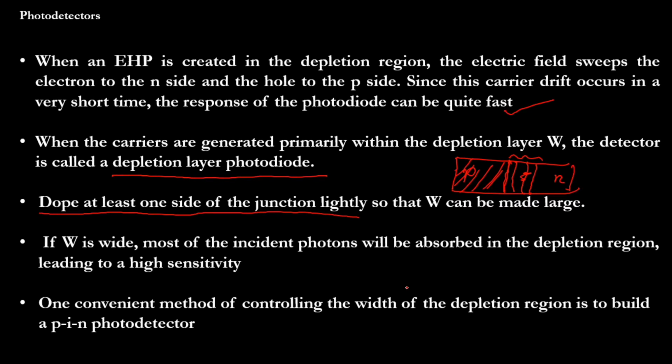So the most popular photodiode is the PIN photodetector. PIN photodetector. So P for what? Very simple. What is P? P is P-type material. What is N? N-type material. What is I? It's an intrinsic region.